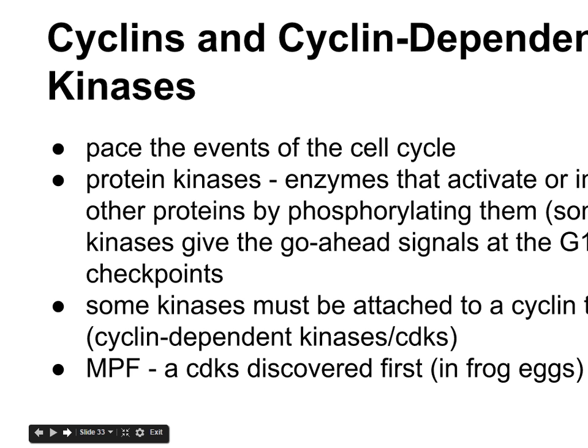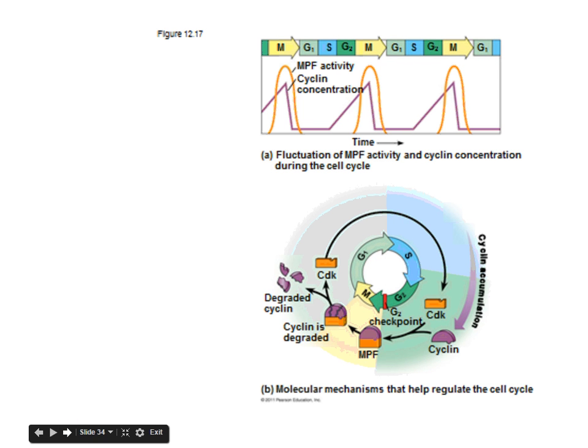MPF is a CDK that was discovered first, and we saw that in frog eggs because frog eggs are transparent. So scientists were able to see what was going on in those, and they discovered the MPF cyclin-dependent kinase first. And this just shows you a fluctuation of the MPF activity and cyclin concentration during the cell cycle. You'll notice that when you're at that M phase, those enzymes are going to go up.